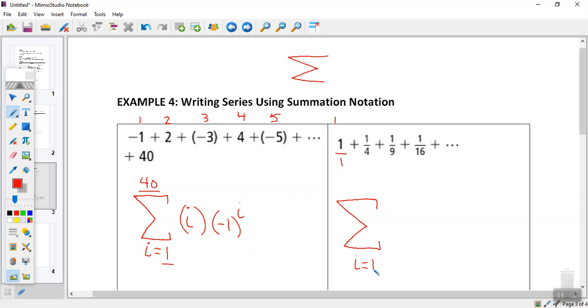Let me ask a question. This one keeps going. Keeps on going forever. Is there an ending there? Nope. So if this doesn't end, this is going to where? Infinity and beyond. So you're going to put the symbol for infinity up here. This has a starting term, but it goes on for what?